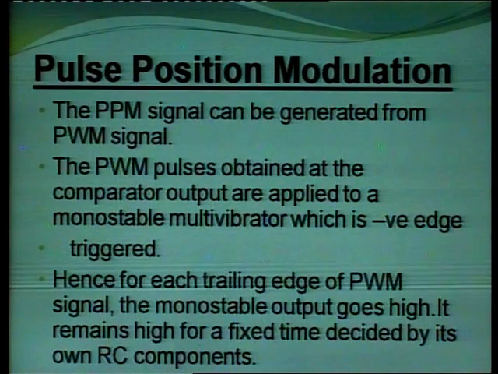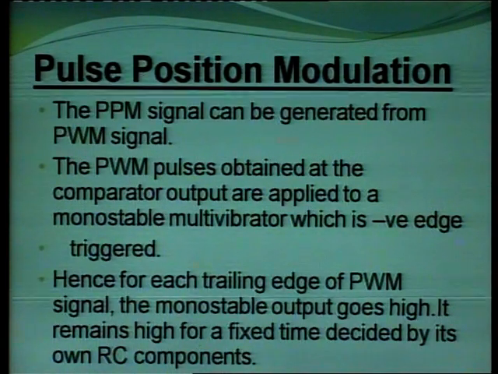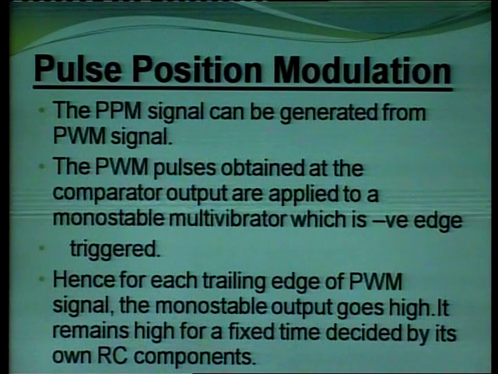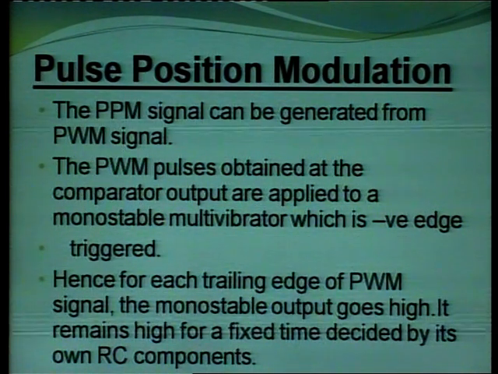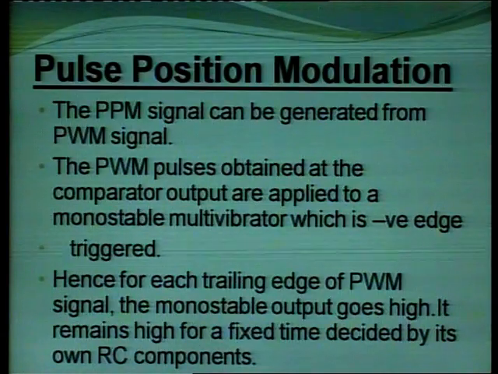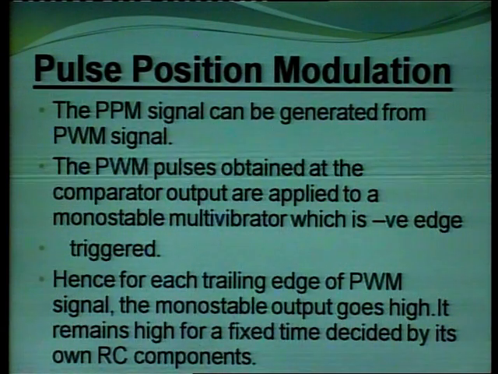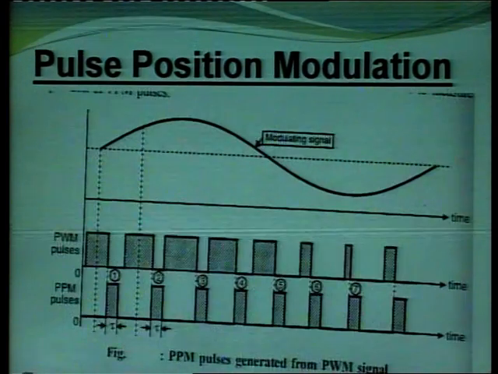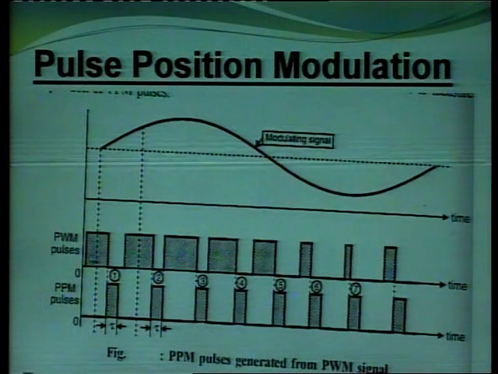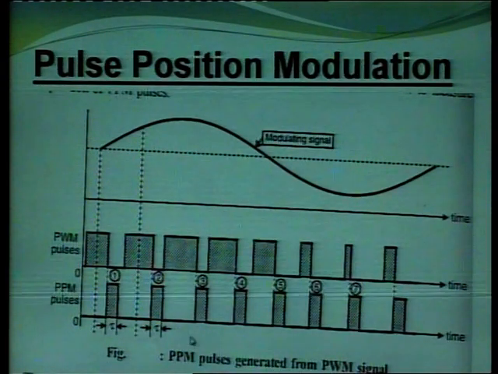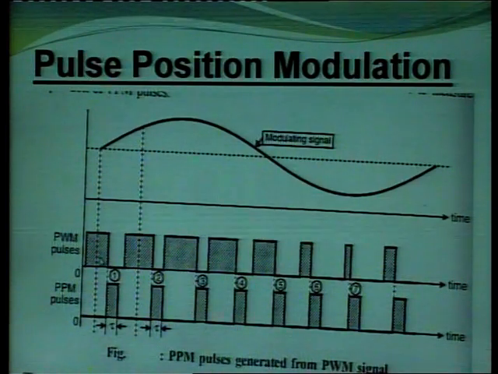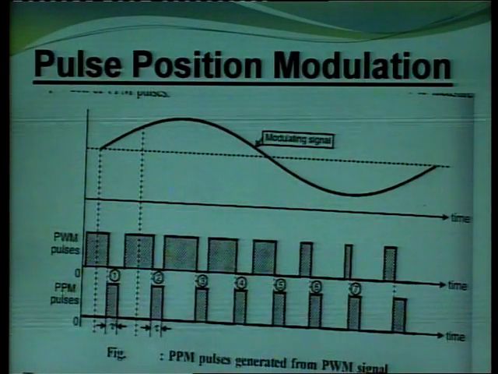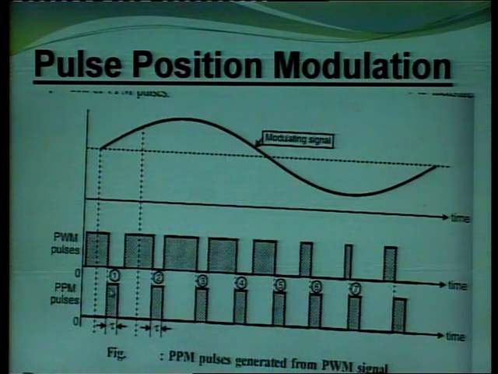The PPM signal can be generated from PWM signal. The PWM pulses obtained at the output of comparator are applied to a monostable multivibrator which is negative edge triggered. So the monostable multivibrator we used here is negative edge triggered. Whenever it gets a negative edge from this PWM pulse, these are the negative edges. Negative means when we are going from high to low. Whenever this monostable multivibrator gets a negative edge, its output goes from low to high.